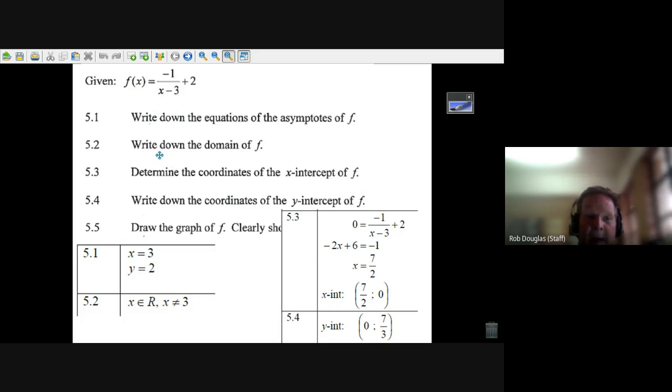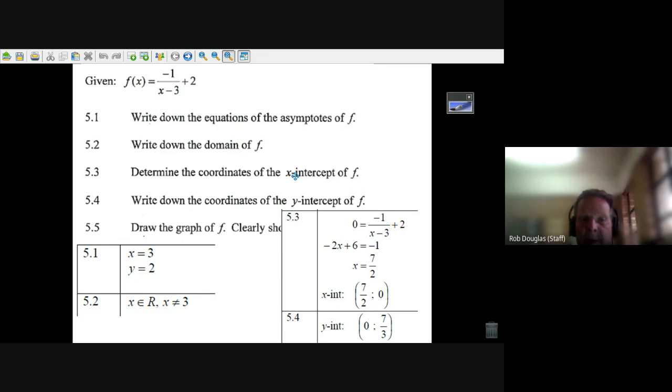Now, the domain, all the things that x can be. Domain means what are all the x values that are possible? Well, 3 is not possible, but any other value of x is. X is an element of the real numbers, but x cannot equal 3. That's all there is to it.